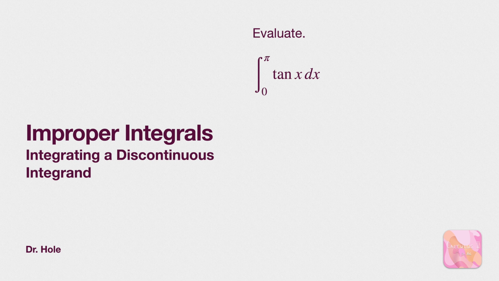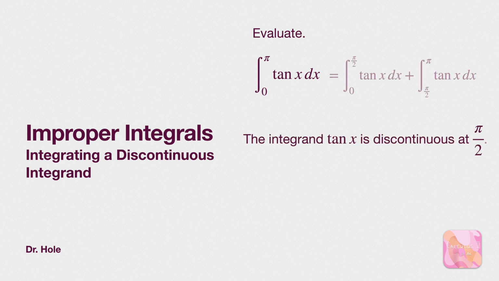So, tangent of x is our integrand. Think about the graph of tangent of x. You know that tangent of x is asymptotic with the vertical line x equals pi over 2. Pi over 2 is a value that sits between 0 and pi. And tan is not even defined at pi over 2. So we want to consider breaking up this improper integral into two separate improper integrals, where the dividing point is that point of discontinuity, pi over 2.